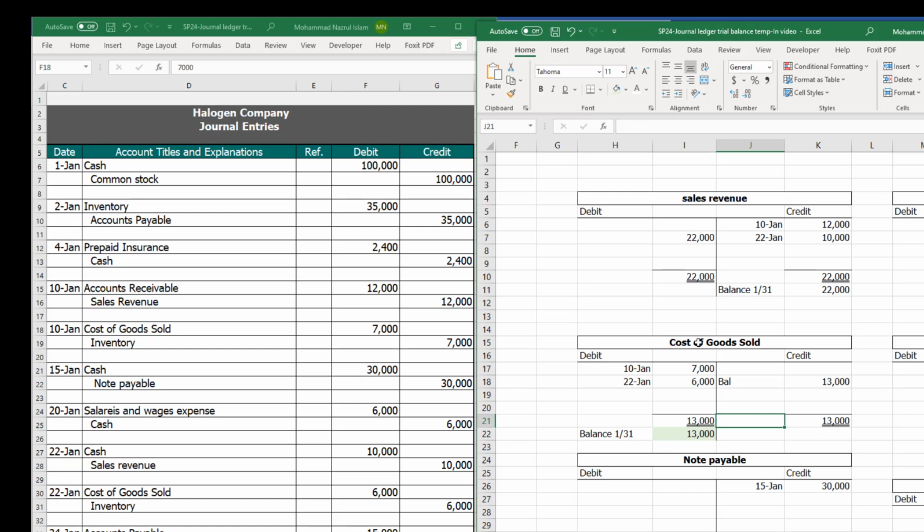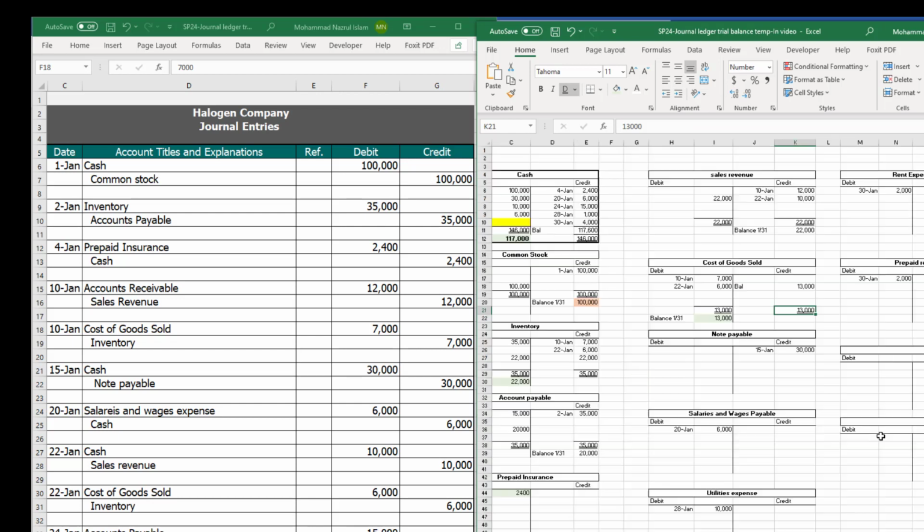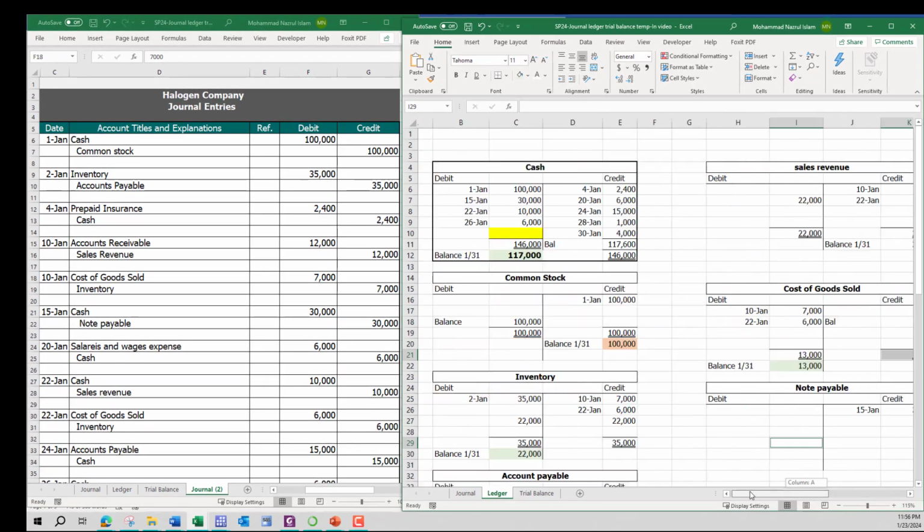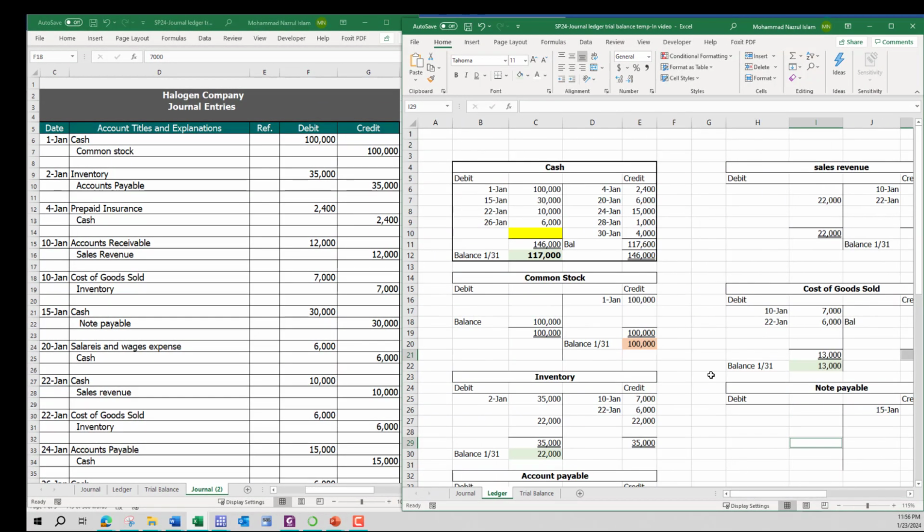We know that the normal balance of the cost of goods sold is debit. I have already posted all the accounts and created them, and I will show you how to prepare the trial balance in the next video.